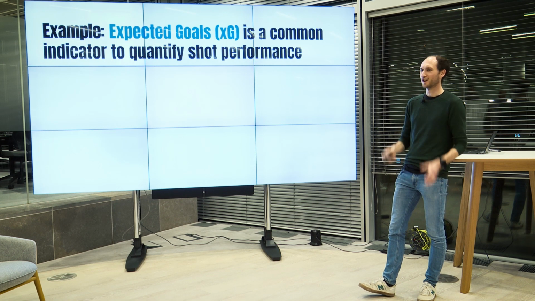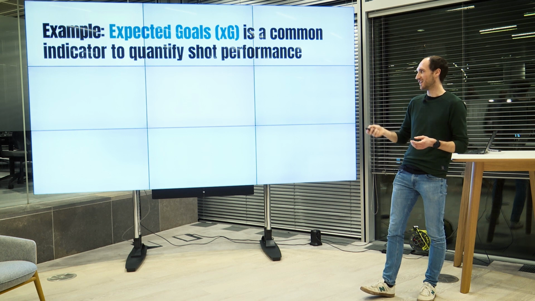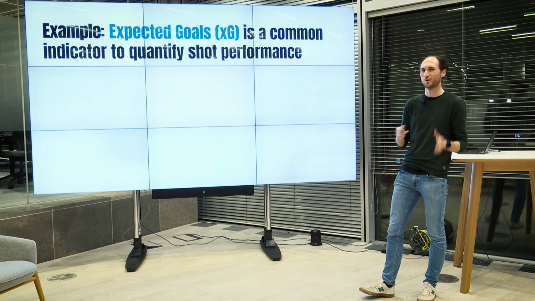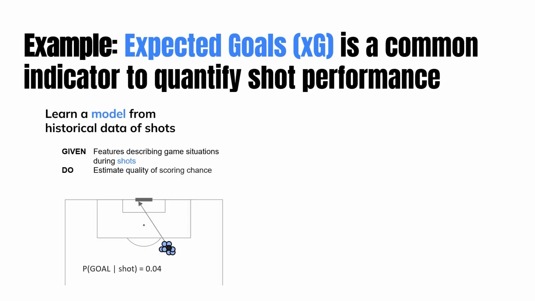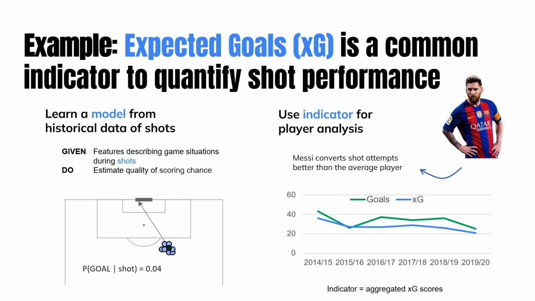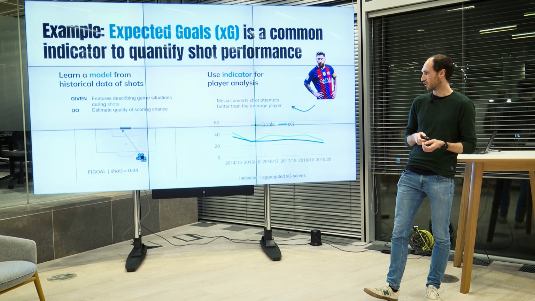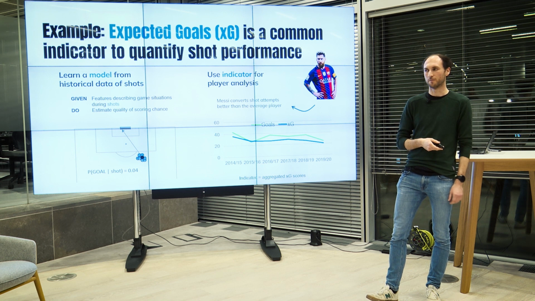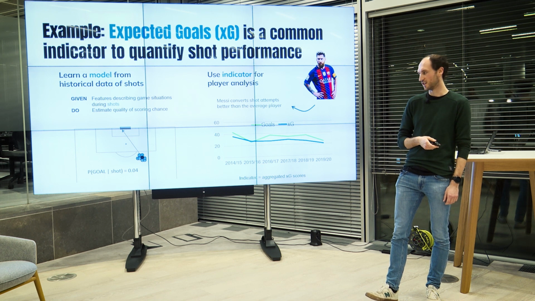So to make sure that you properly understand the difference between a model and an indicator, you could consider expected goals, which is actually a quite challenging example because expected goals is used both for the model and the indicator. But when I'm talking about a model, I'm referring to this binary classifier, which tries to predict the probability of scoring a goal for a given shot. And then the indicator is what you build on top of this model. For example, a common indicator that is based on expected goals is the difference between the number of goals scored and expected goals, which people believe is a measure of how good a player is at finishing.